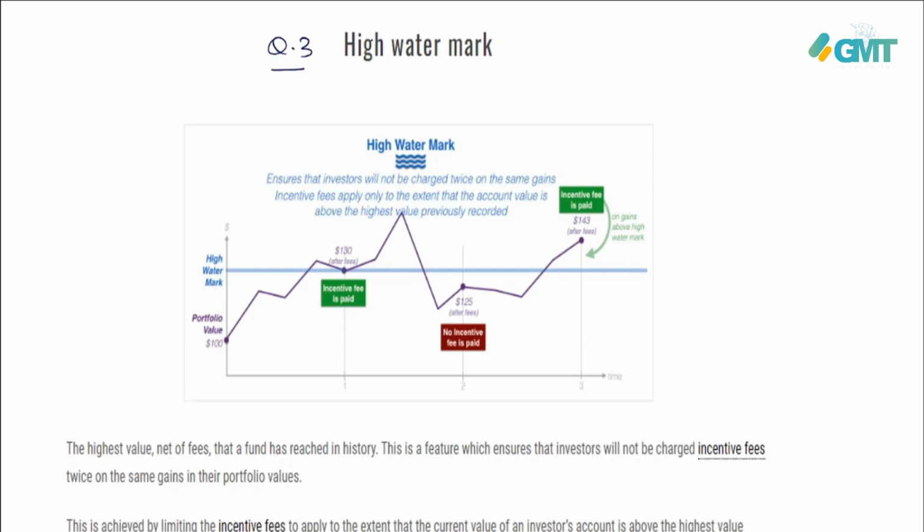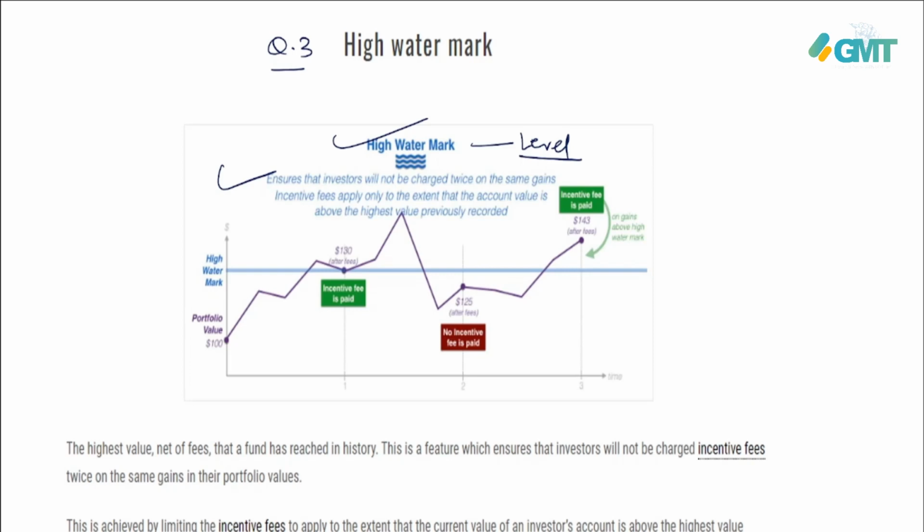So we'll take this example. First of all, I'll walk you through the theoretical part, which is the high water mark. It means it's a level, right? And it ensures that the investor will not be charged twice on the same gains. Incentive fees apply only to the extent that the account value is above the highest value previously recorded. So this statement explains a lot.